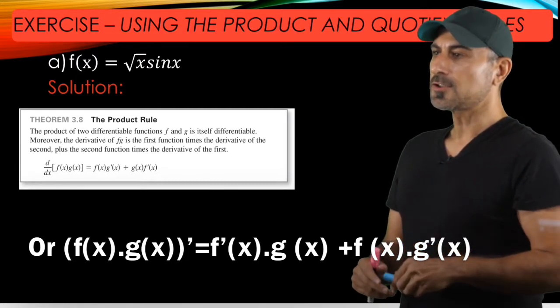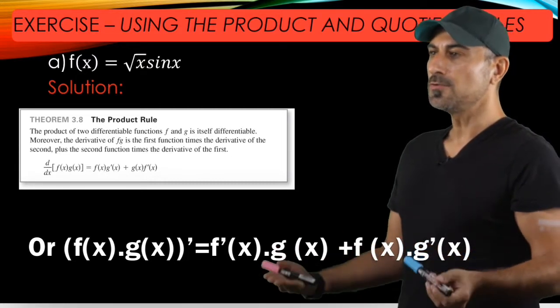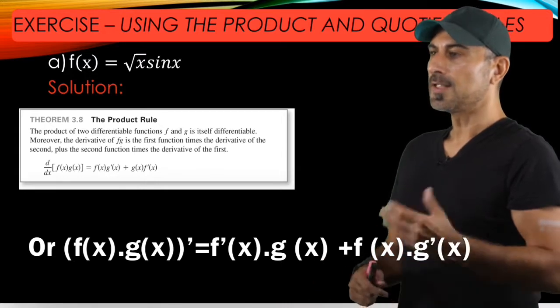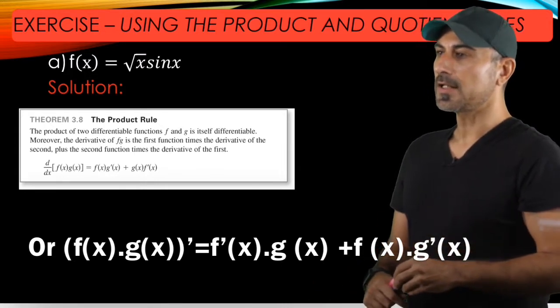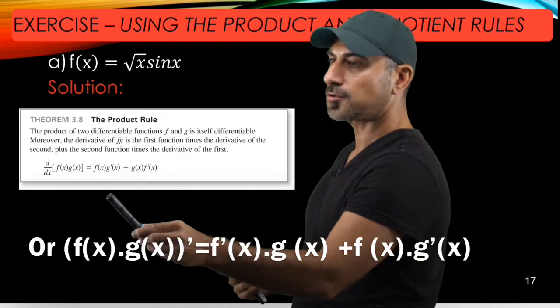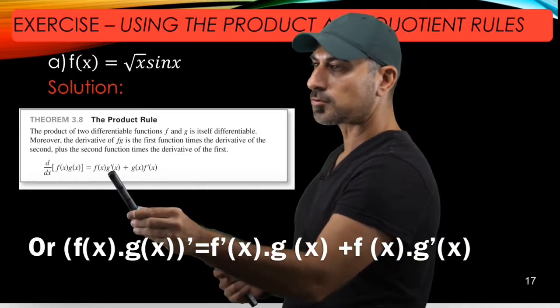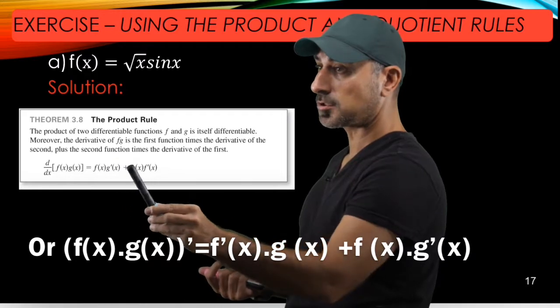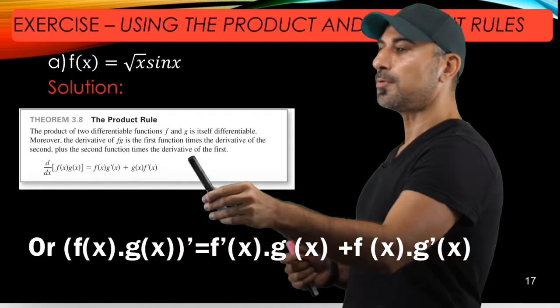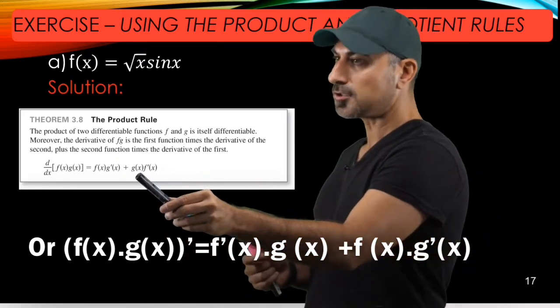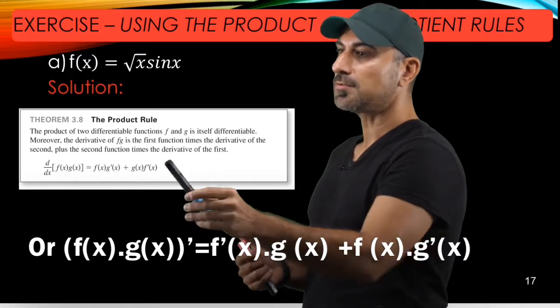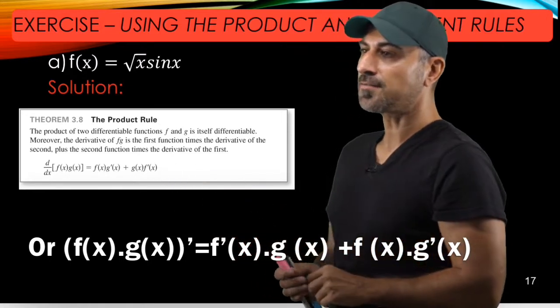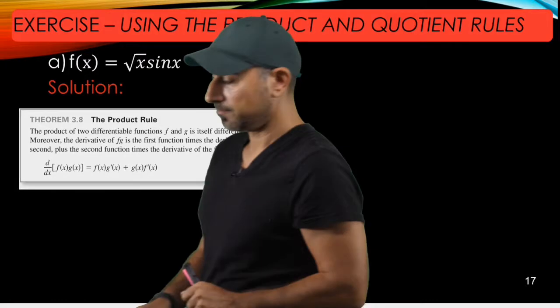So it's essentially if you have the product of two functions, then the derivative of the product is the first function f times the derivative of the second function g, so we just call it g prime of x, plus the second function g times the derivative of the first function, which is f prime of x.